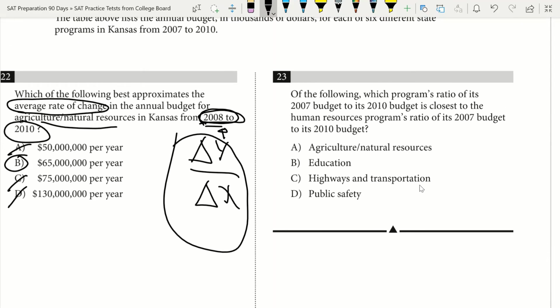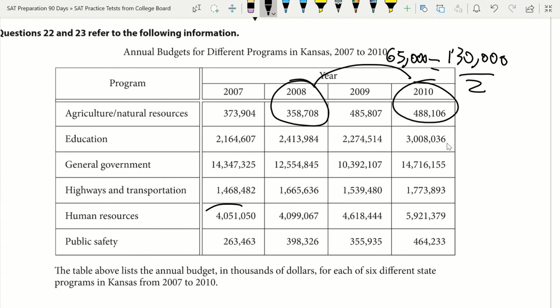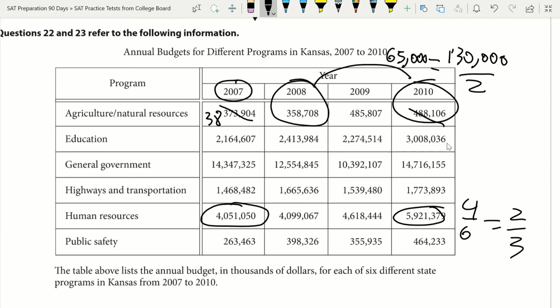Of the following, which program's ratio of its 2007 budget to 2010 budget is closest to the human resources program's ratio of its 2007 to 2010 budget? I'm going to find the ratio for my HR department from 2007 to 2010. I see it's just about 4 over 6, which is about 2/3. So I'll look for another ratio of 2/3 from the 2007 budget to the 2010. In agriculture and resources, it's about 38 and about 48, which is not close to 2/3. In education, it is about 21 over 30, which is just about 2/3. So education is my top choice right now.